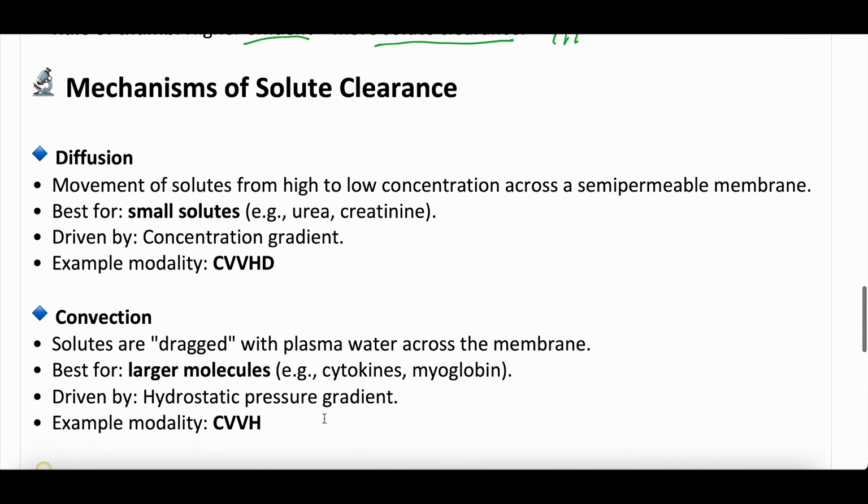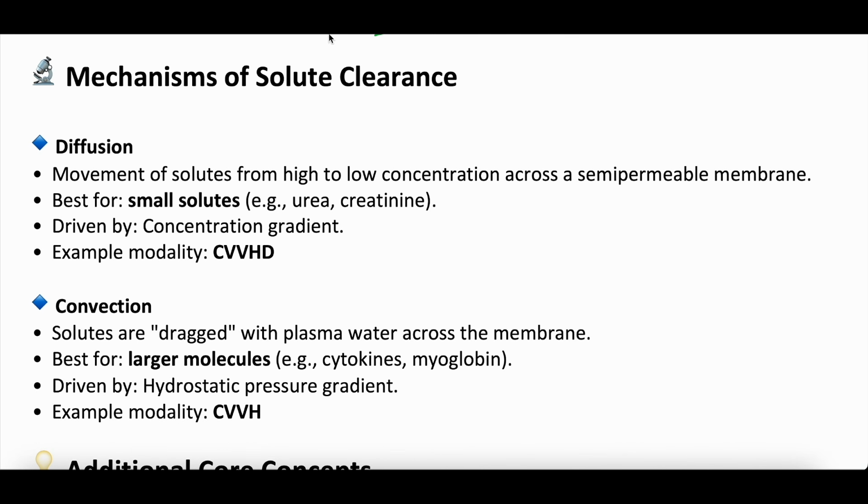So mechanisms for solute clearance. My hope is that these are now somewhat familiar, but we're going to try to iron them home. Diffusion and convection are the two big mechanisms for solute clearance. And diffusion, as we said, is a movement of solutes from high to low concentration across a semi-permeable membrane.